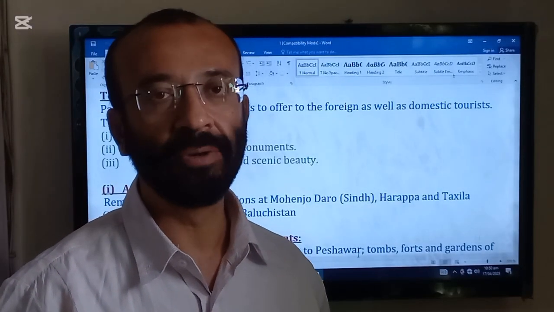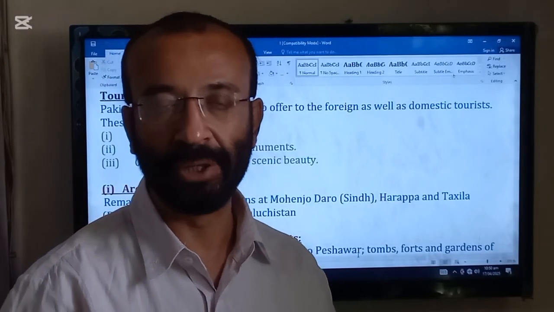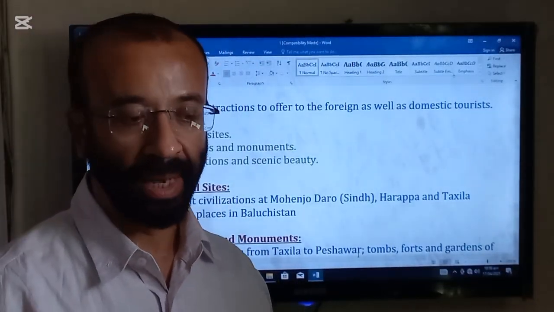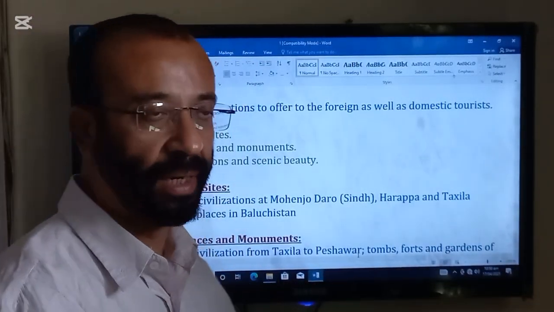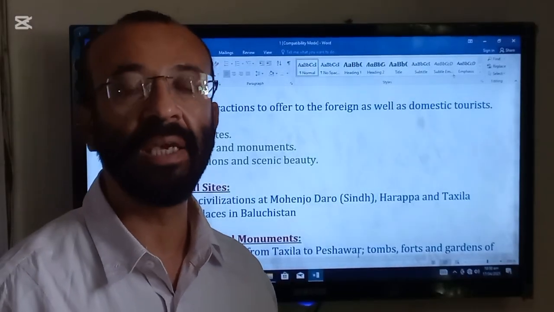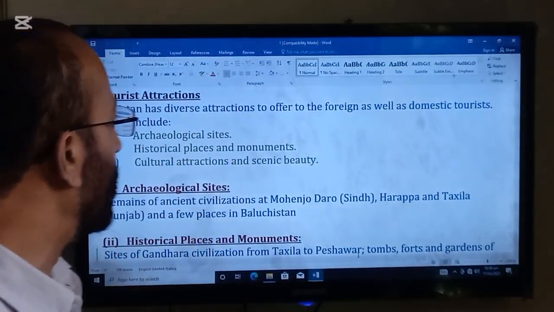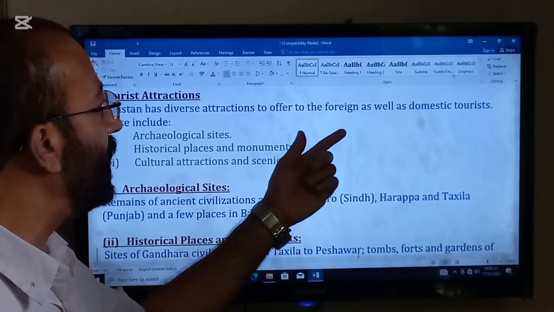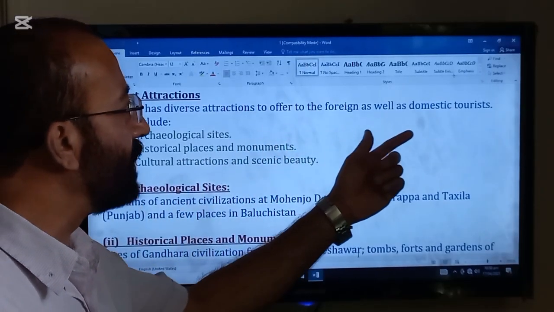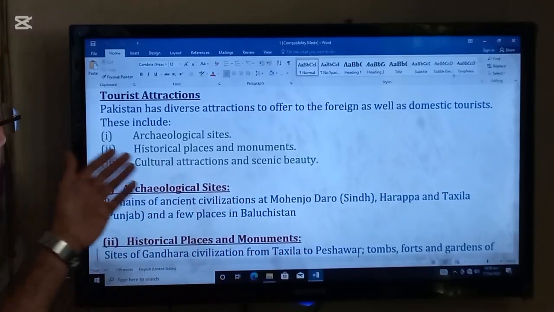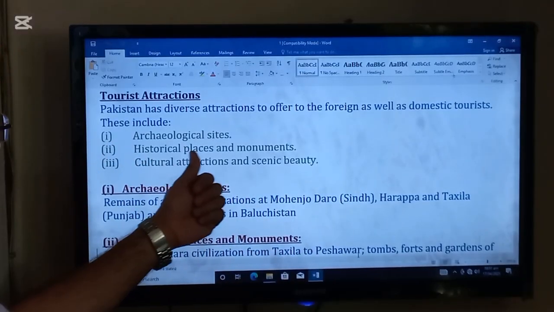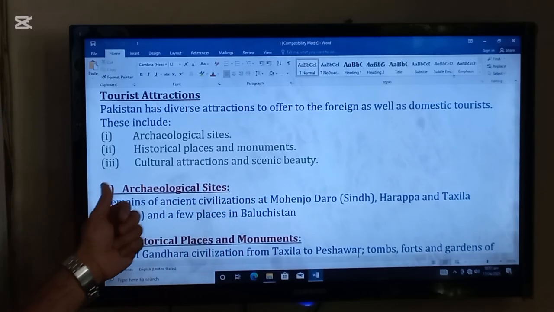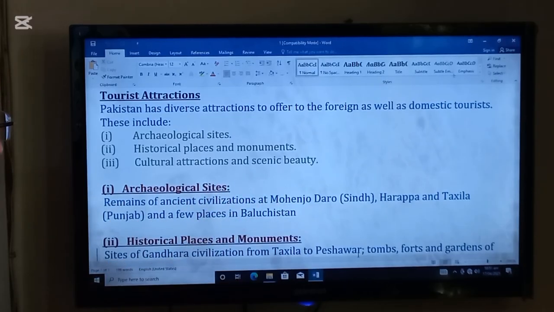The next point which we are going to read in this topic, tourism, is the tourist attractions available in Pakistan for domestic as well as for international tourists. So Pakistan has diverse attractions to offer foreign as well as domestic tourists. These include number one, archaeological sites, number two, historical places and monuments, and number three, cultural attractions and scenic beauty.